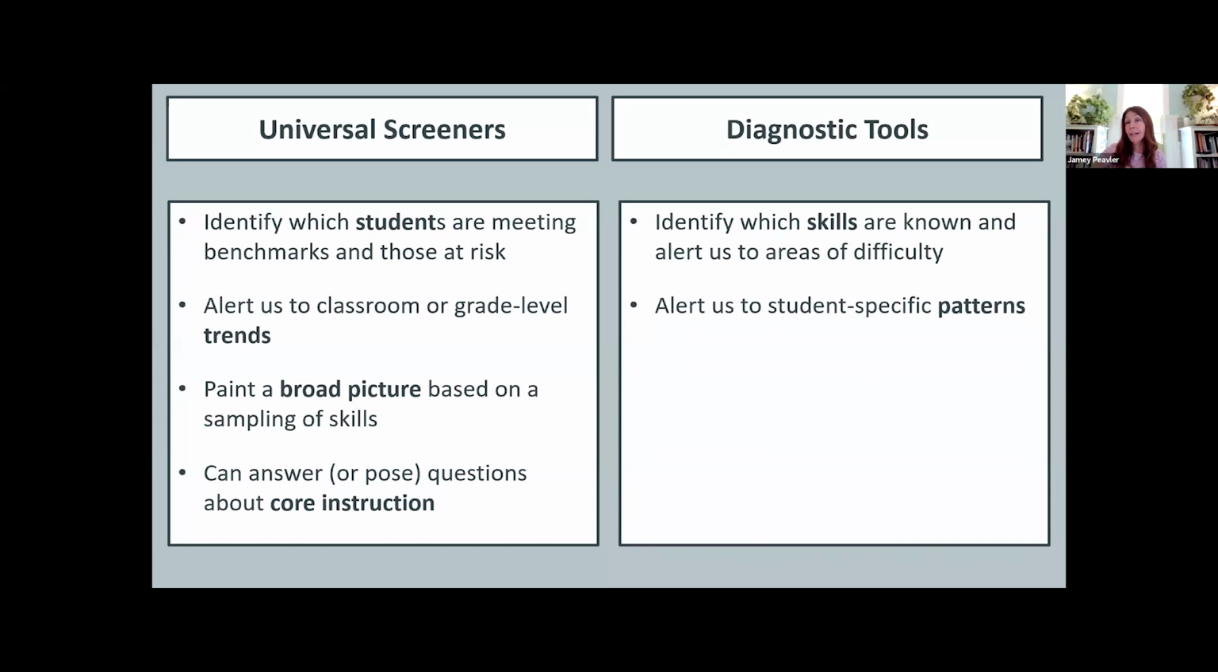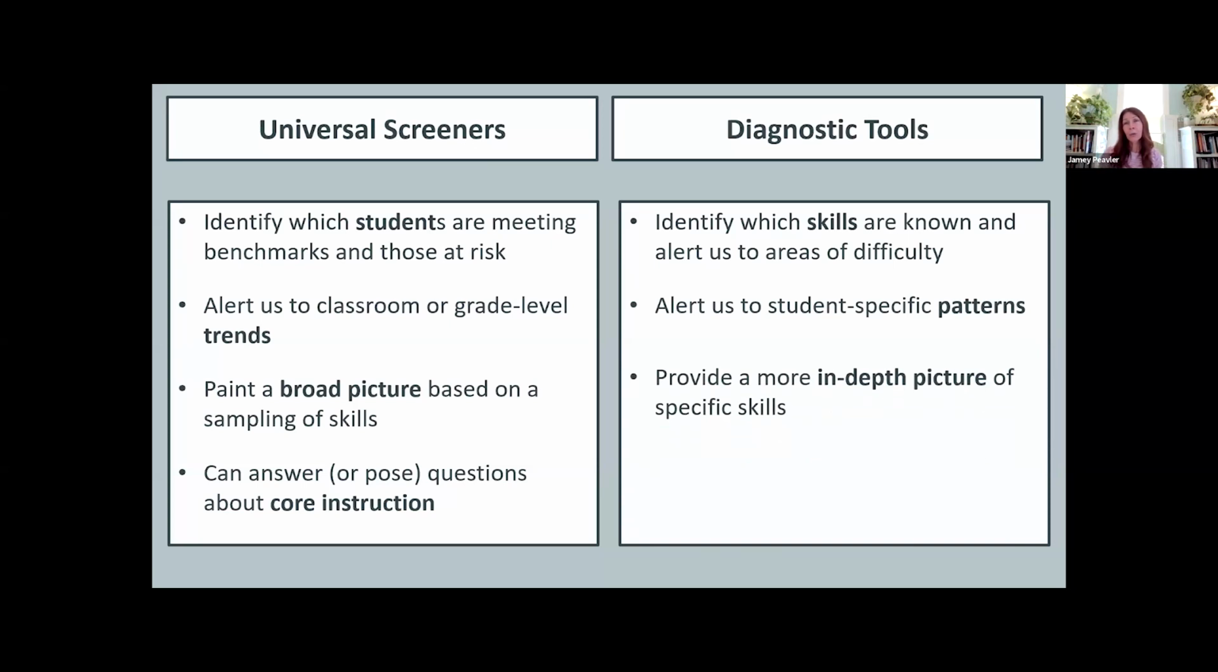It will also tell us about specific patterns. So I might notice that I've got a child here who a lot of their decoding errors are related to that b-d confusion, or there are specific vowels that they're having difficulty with. And so it should alert me to what my next steps are for instruction.